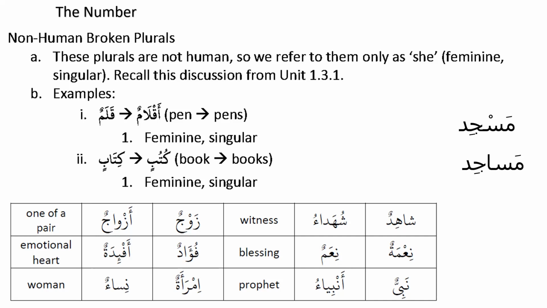It's a blessing. It could be your money, your children could be a blessing, your knowledge could be a blessing, anything, okay? So this is a non-human broken plural. And if I ask you what is the gender of ni'amun, you say, although there's no ta marbuta here, you say this is feminine because it's a non-human broken plural. And if I ask you what is the number of this word ni'amun, it is singular, although the meaning is blessings. It is a broken plural. That's why we're saying plural, but it is singular.